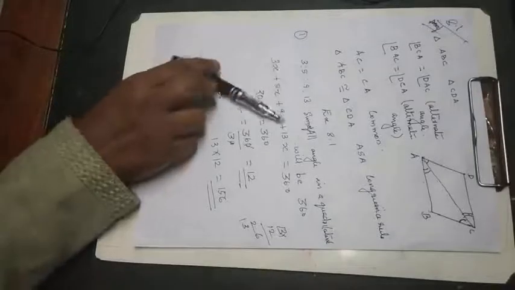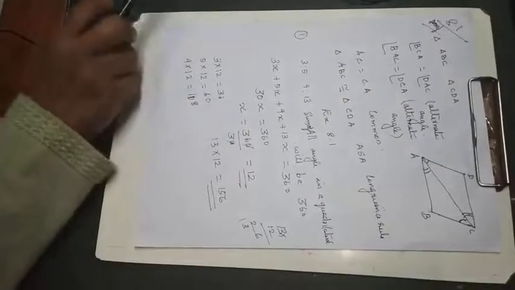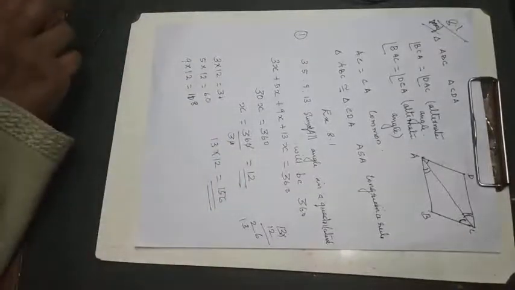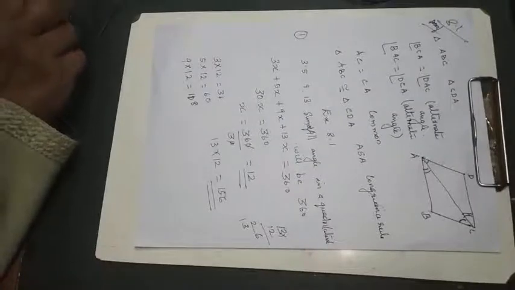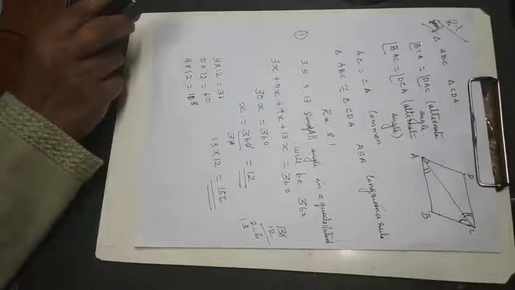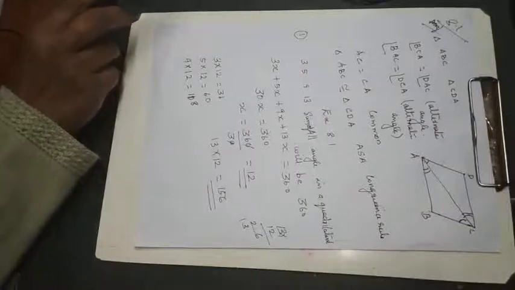Suppose 3 angles are given: one angle is 120, the other is 80, the other is 40, like that. The last, fourth angle you have to find out. Then add the 3 angles and subtract the sum from 360 to find the fourth angle.